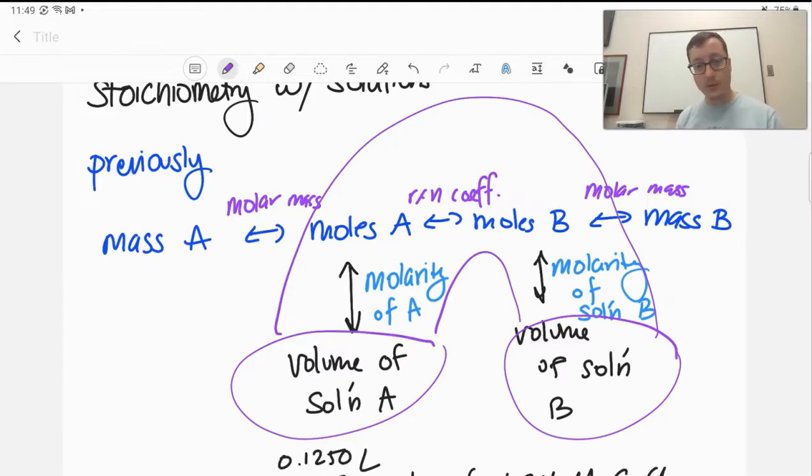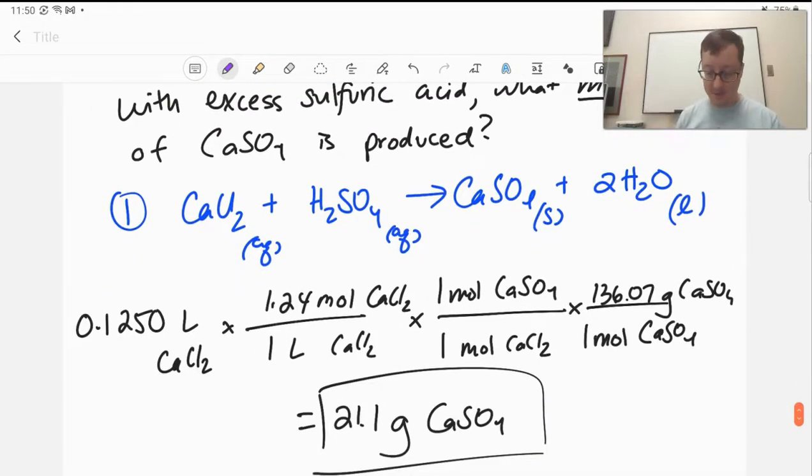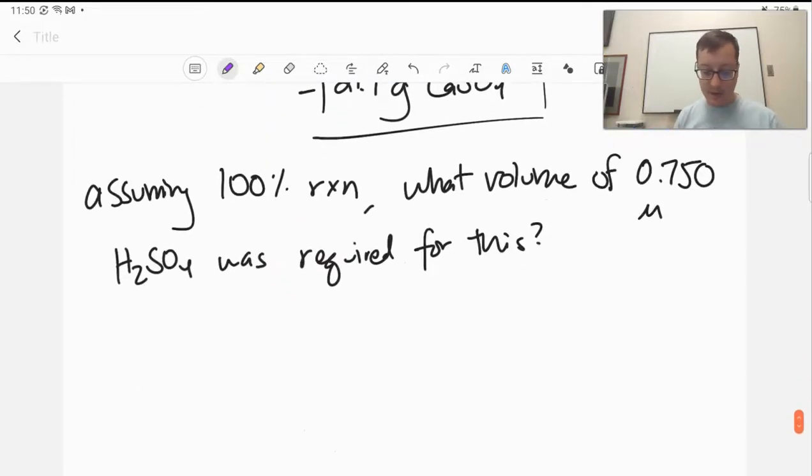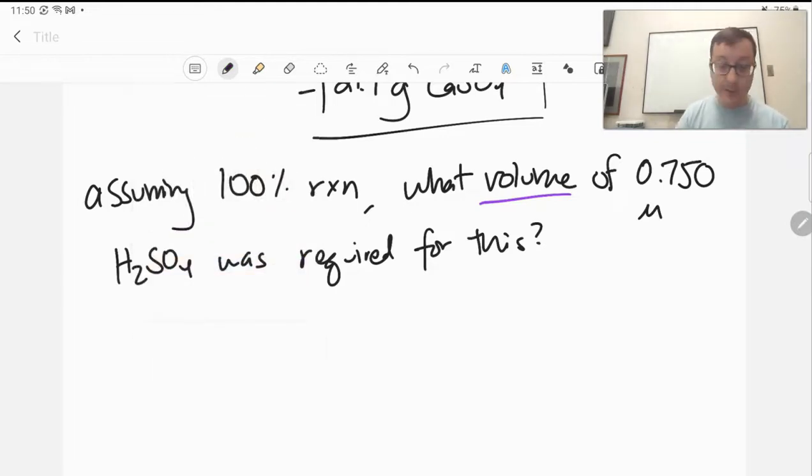So whichever pathway you take depends on what you're given and what you're looking for. In the last case, we were looking for a mass, so we ended with mass of B. In this case, we're looking for a volume of solution B. So that's what we're going to use. So everything else can stay the same. Let's start up the same way.